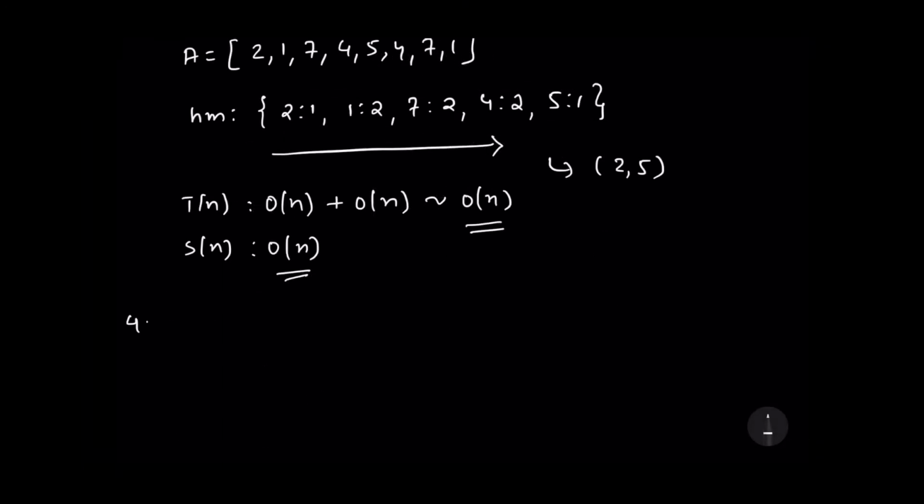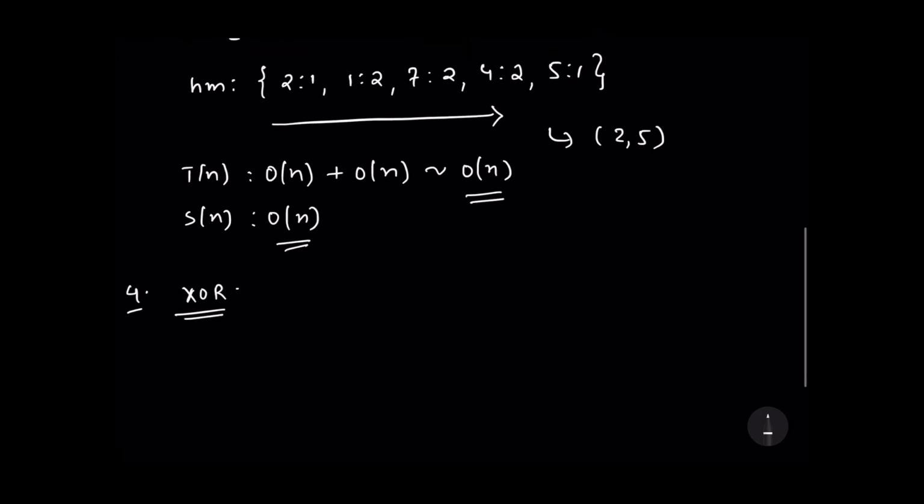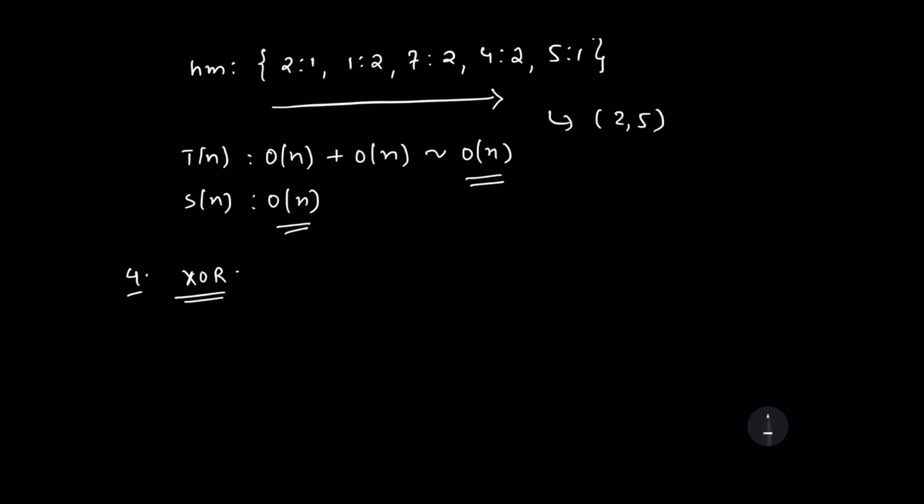Let's come to XOR. Using XOR, we will solve it in O(n) time without using any extra space. So here it is important to see how we can solve this using XOR. Overall, using XOR, we can divide it into three steps. So first step would be, first of all, we'll find the XOR of all elements in the array.